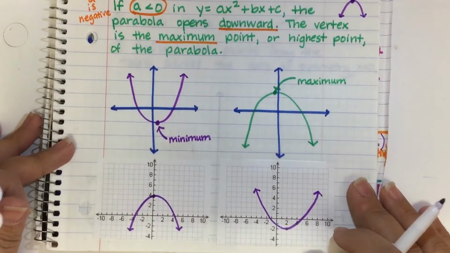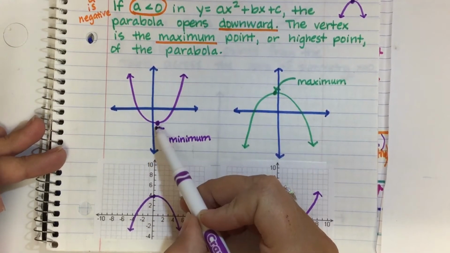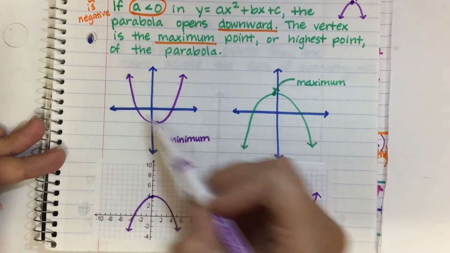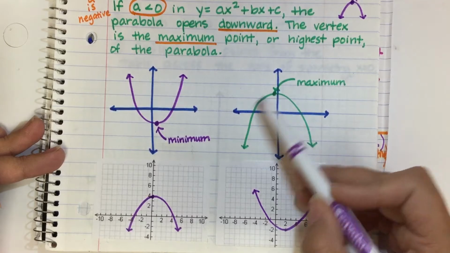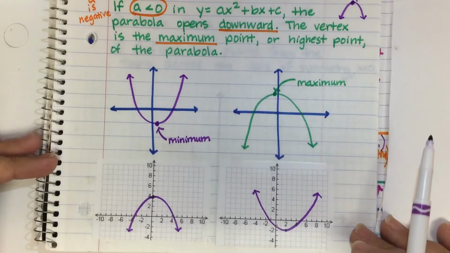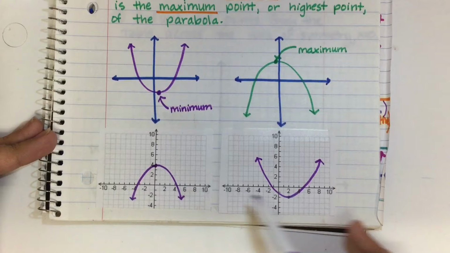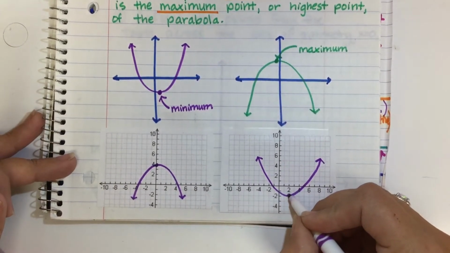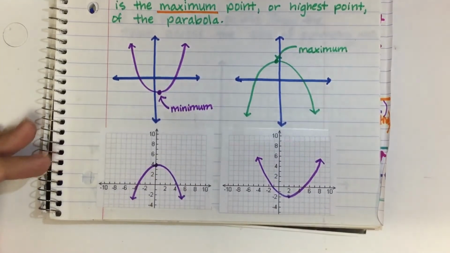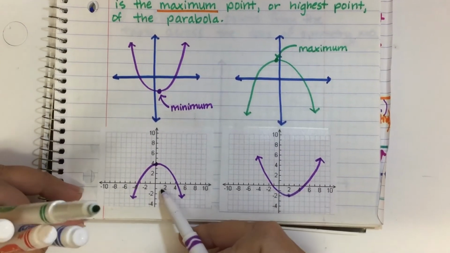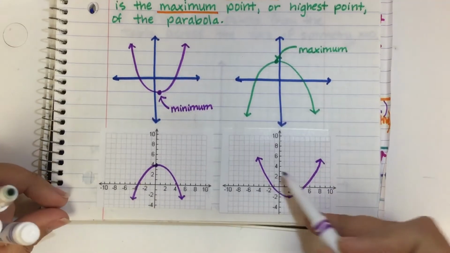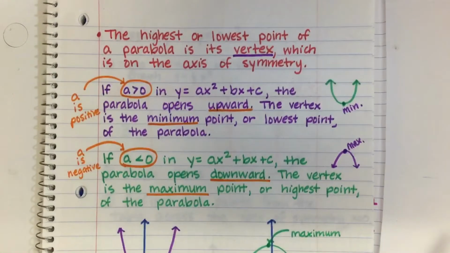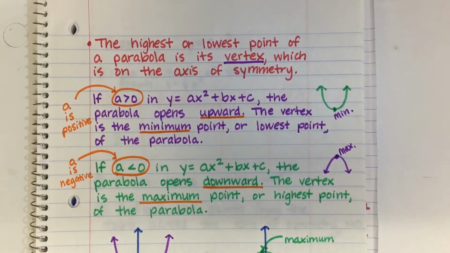Alright, so these are what those parabolas might look like. Here it's a minimum. So here we know that a was positive and it opened upward. Here a is negative and it opens downward, so you have a maximum. And this is what that might look like on a coordinate grid. Here you have a minimum at the bottom. Here you have a maximum at the top. Here I know that a is negative because it opens down. Here I know that a is positive because it opens up. Once again, you're going to need to pause and make sure you take time to write these notes down.